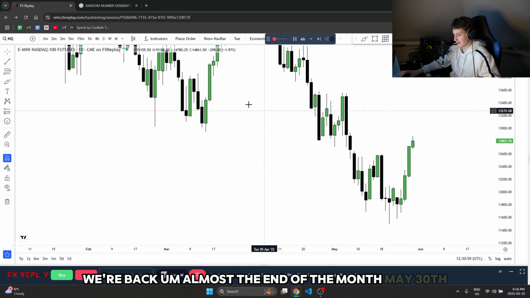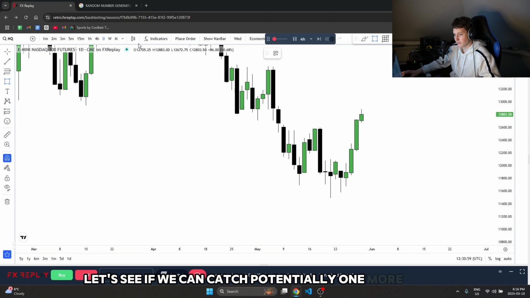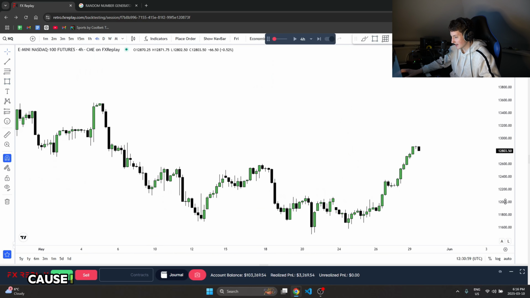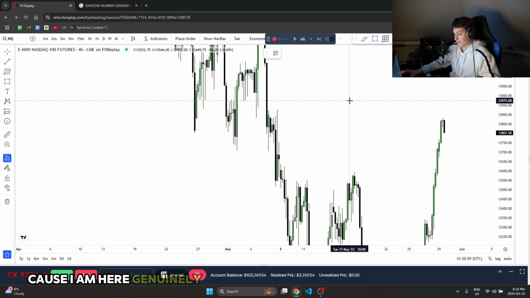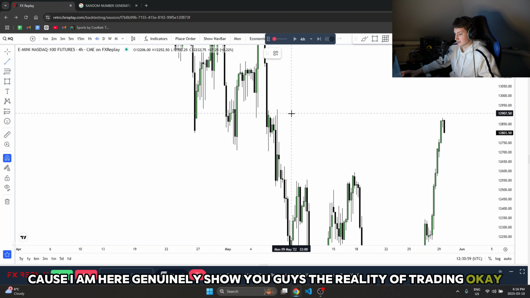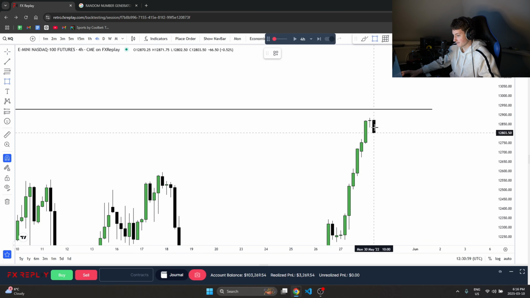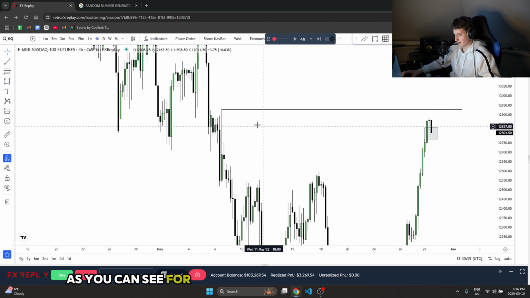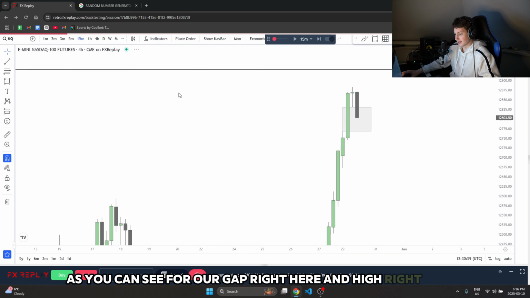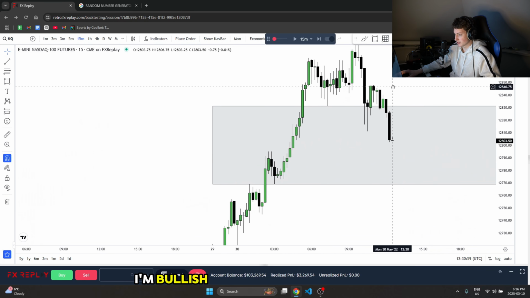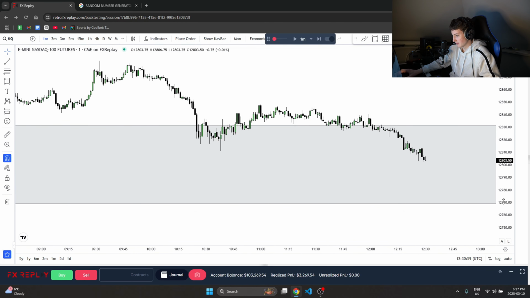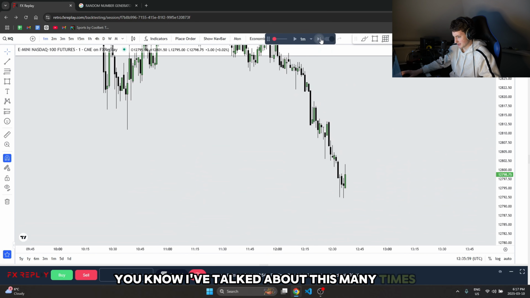Almost the end of the month, the 30th of May. Let's see if we can catch potentially one more trade, but I'm not going to force anything because I am here genuinely to show you guys the reality of trading, okay? Sometimes you don't take that many trades in a month. As you can see, 4-hour gap right here and high right there. I'm bullish because we're in the 4-hour. Pretty simple stuff. You know, I've talked about this many times.